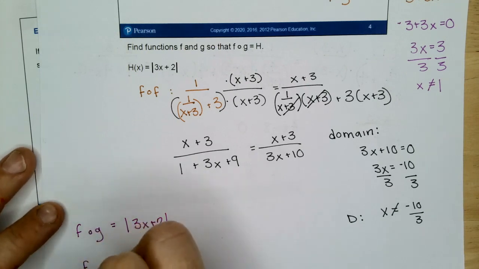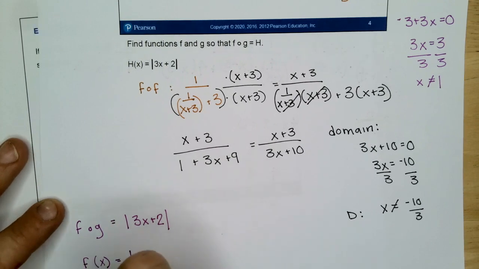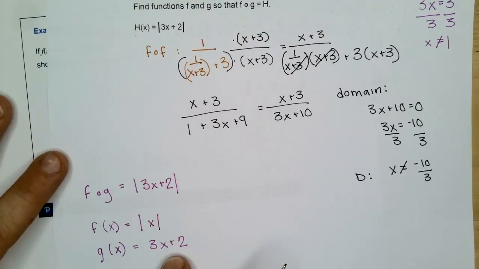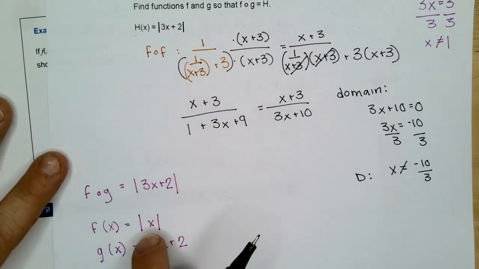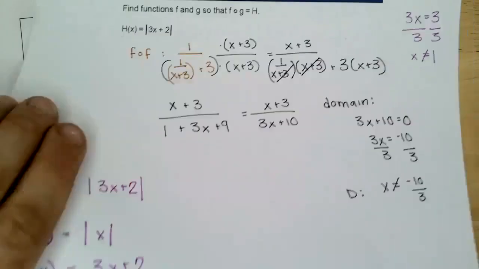So that means f was the absolute value of x, and g was the 3x plus 2. G of x fit inside f of x instead as a replacement for the x. Okay?